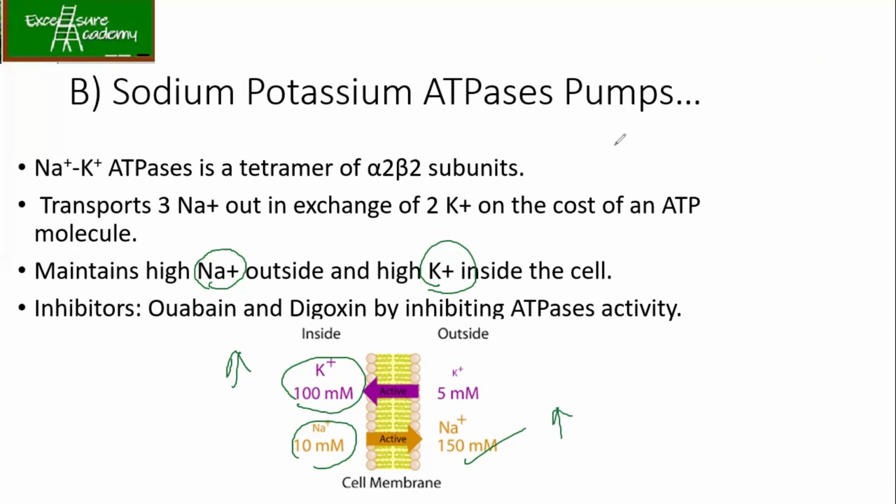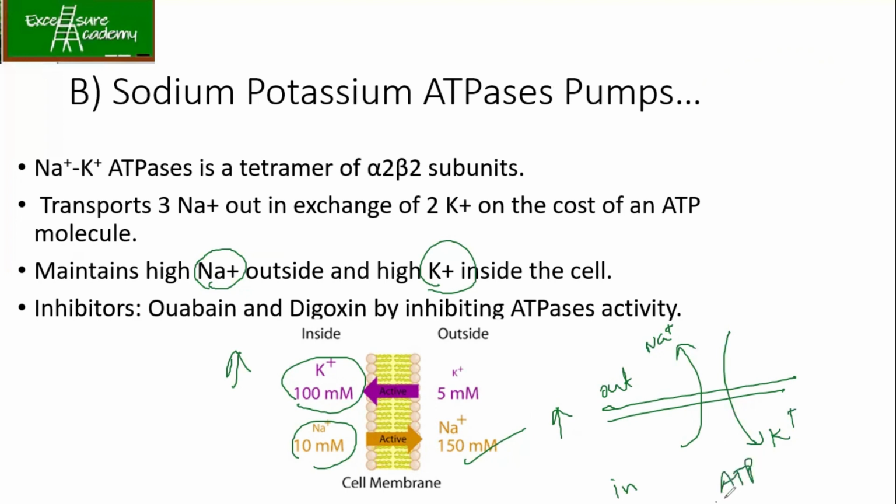Because people do get confused कि Na plus अंदर आ रहा है या K plus अंदर आ रहा है. So always that confusion is there. So what you have to remember is, if this is the membrane, ये आपका in है, ये आपका out है, then Na plus is always outside. K plus is आपका हमेशा inside at the cost of 1 ATP. ठीक है? यहाँ पे 3 Na plus, 2 K plus at the cost of 1 ATP. This is what you need to remember.